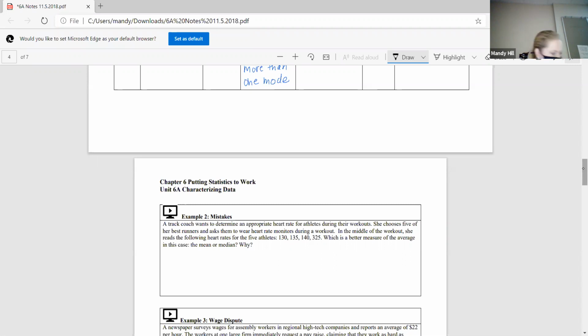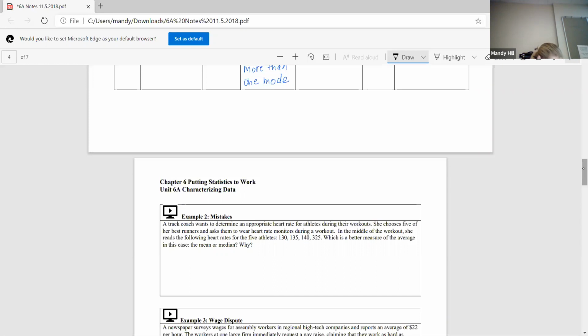We're missing one, right? She's got 5 athletes. Or does it say 4? Sorry. No, she chooses 5. Okay, and it says, which is the better measure of average in this case? I don't know that it matters a lot, but I'm going to look and see if the other number is in the book, because they only gave us 4 heart rates, and there's 5 runners. So let's look real quick.